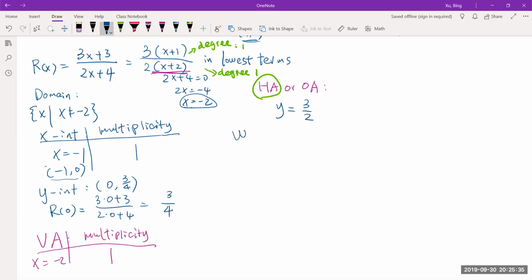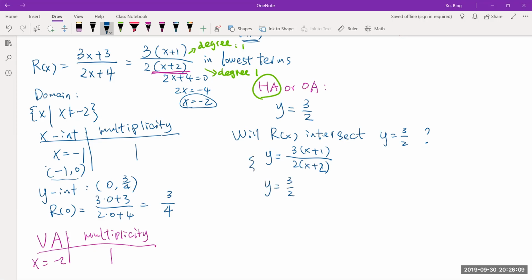Okay. Will our graph, will R of X intersect our horizontal asymptote, Y equals 3 over 2? Question. So how do we decide that? We want to put the two equations in a system. So you can choose either one. It's already canceled out. First equation, second equation, 3 over 2. You want to solve the system, right? How do you solve the system? Looks like substitution, right? Substitute equation 2 into equation 1. We have 3 over 2 equals 3x plus 1 over 2 times x plus 2. Solve this system. Cross multiply, right?